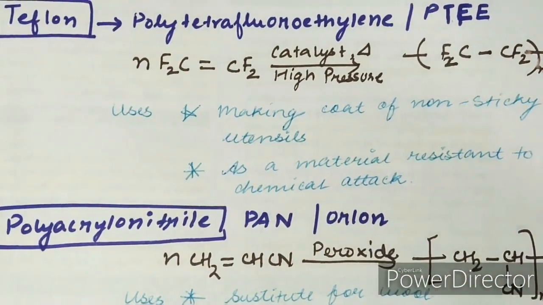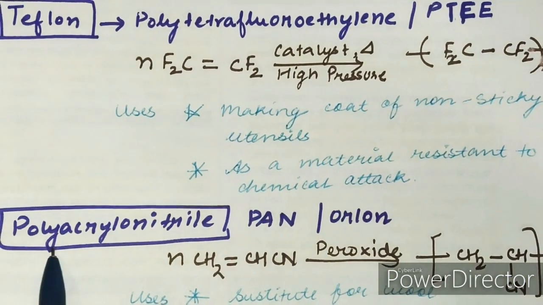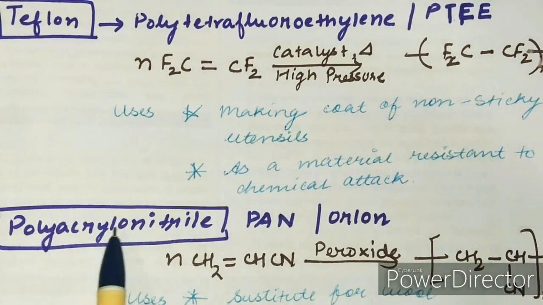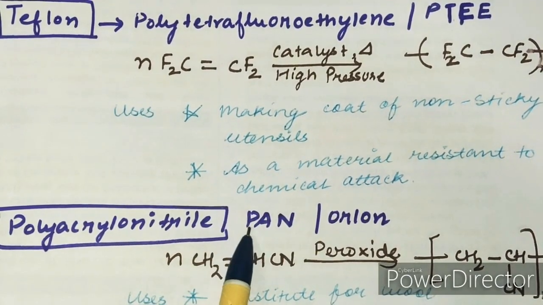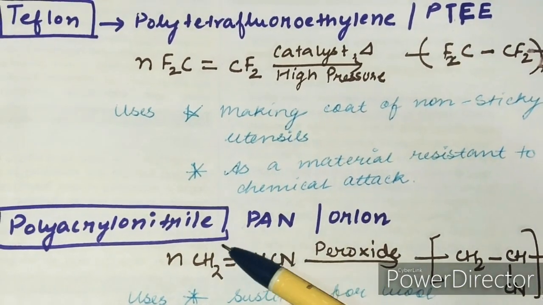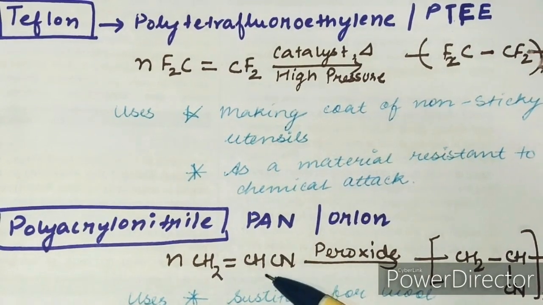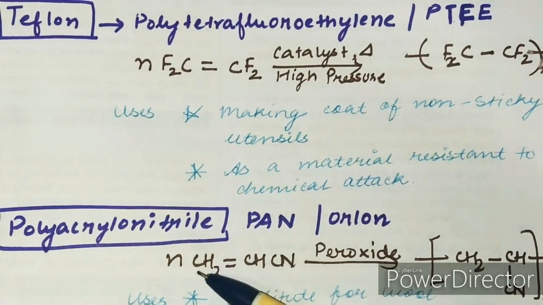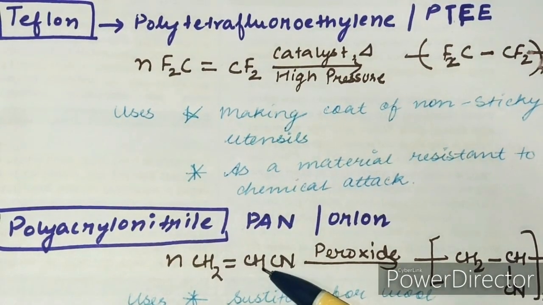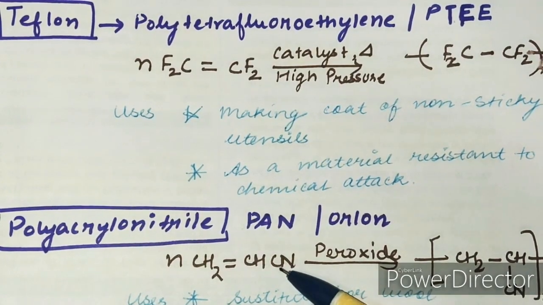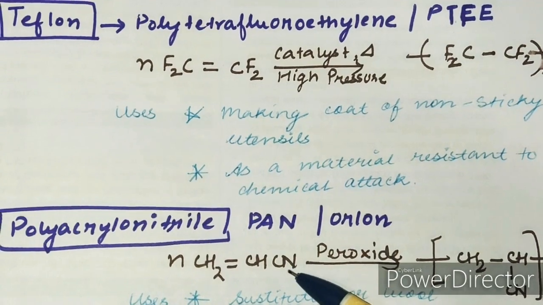The next one is polyacrylonitrile. The monomer unit of polyacrylonitrile is acrylonitrile, in short PAN, or the other name of polyacrylonitrile is Orlon. Here this is the acrylonitrile molecule, CH2 double bond CHCN. Here CH2 double bond CH2, that is the ethene molecule. From the ethene molecule, one hydrogen is replaced by the nitrile group CN.